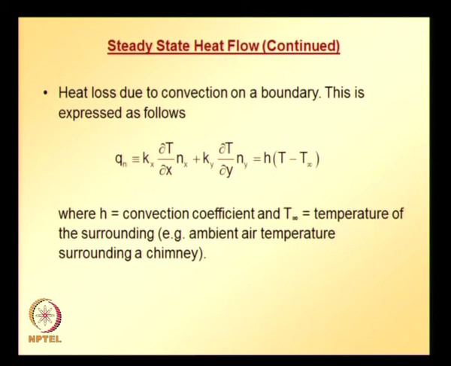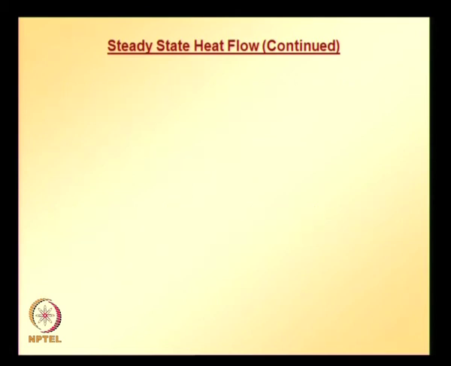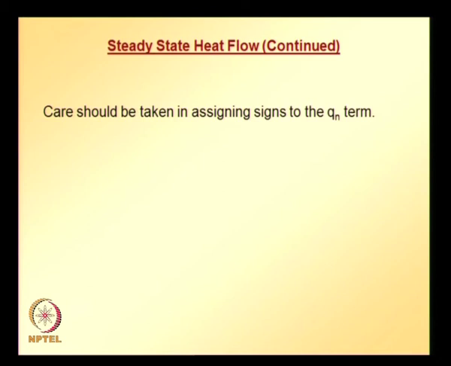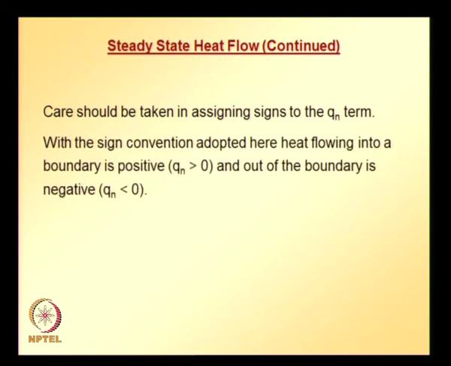So, we have two kinds of boundary conditions. Irrespective of the boundary conditions, what we need to do is compare the corresponding equation with the equation of the general 2-dimensional boundary value problem and identify the corresponding coefficients or parameters. And one more thing, care should be taken in assigning signs to the Qn term, and the sign convention adopted is heat flowing into the boundary is positive and heat flowing out of the boundary is negative.